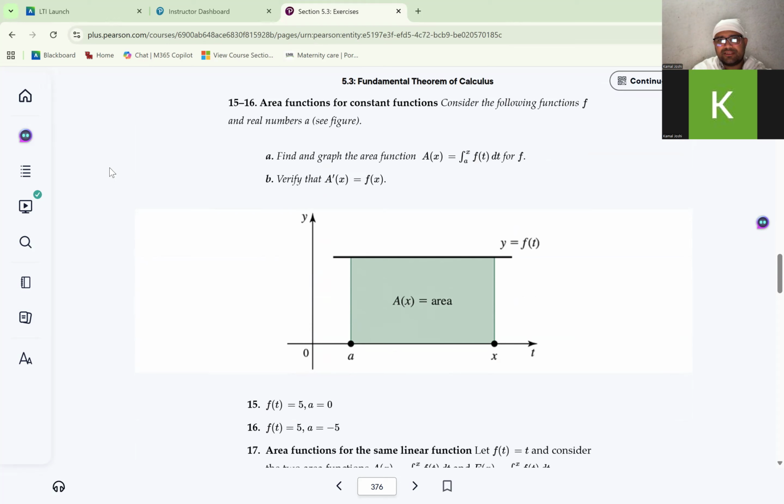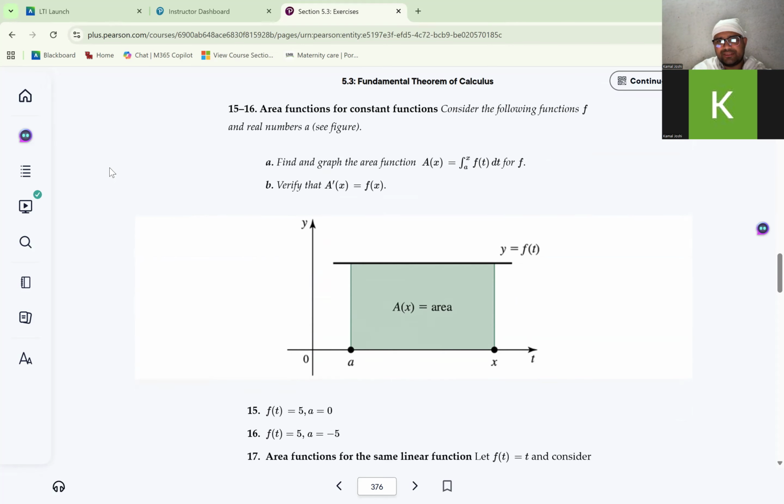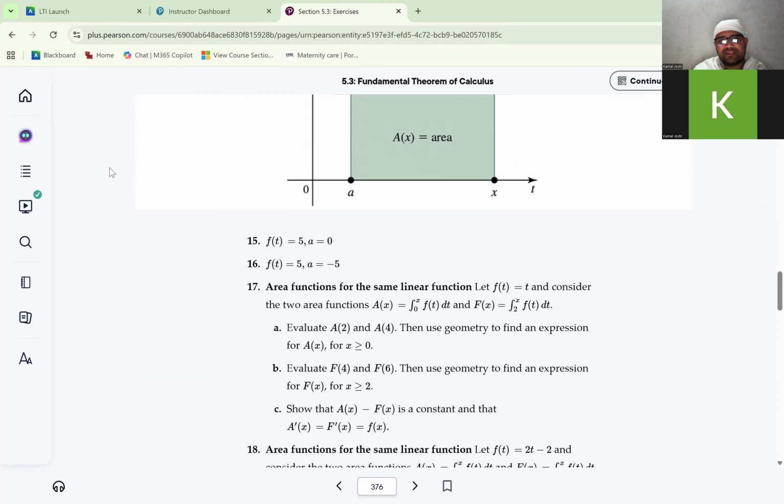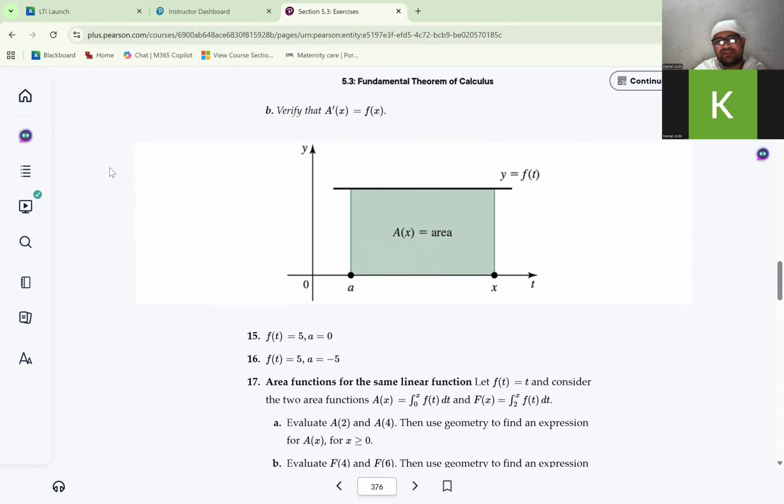Consider the following functions and real number A. Find and graph the area function A of x equals the integral from A to x of f of t dt. Okay, so the area would be a rectangle and it will just be whatever is the constant value of the function times the distance from A to x, right? There isn't much interesting stuff here. And they want you to find particular values in 15 and 16 here. Let me look at question 15 and 16.